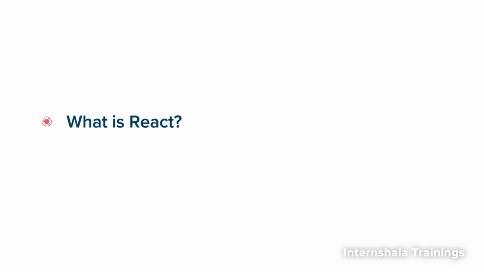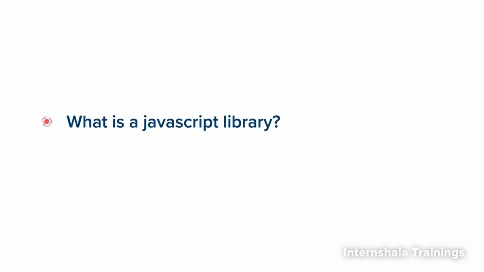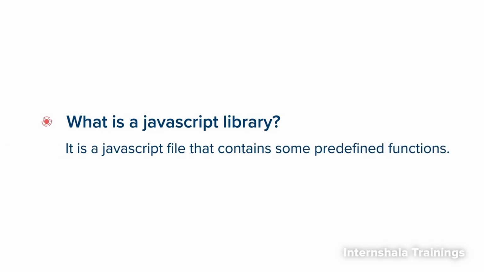So before we continue to see how we can use React, let us first put a formal definition to it. React is a JavaScript library that is used to build user interfaces. And by JavaScript library, we mean that it is a JavaScript file that contains some predefined functions which we can use in our JavaScript code to accomplish complex tasks with ease. It is far more efficient and flexible than most of the front-end web technologies available today.